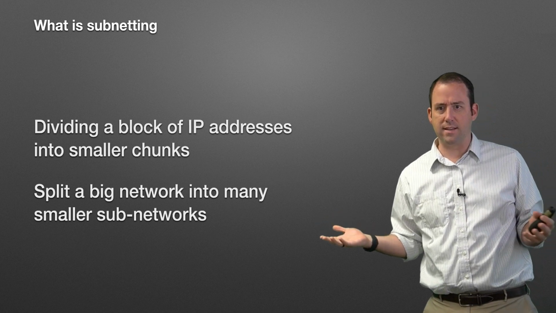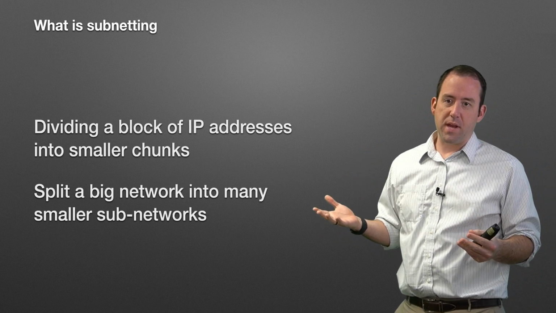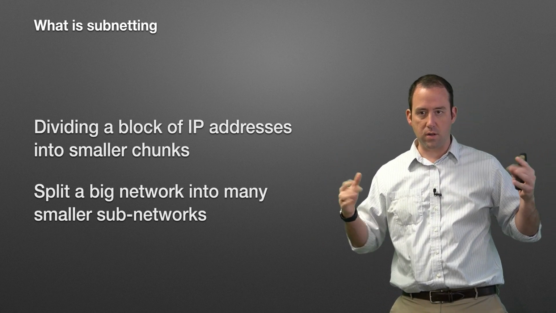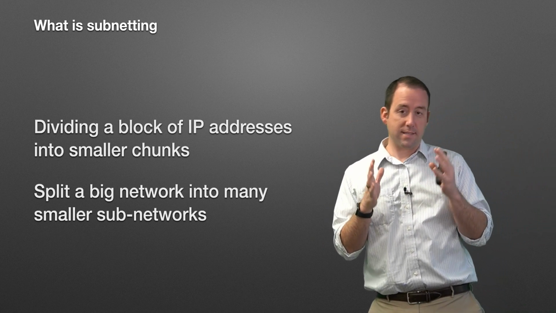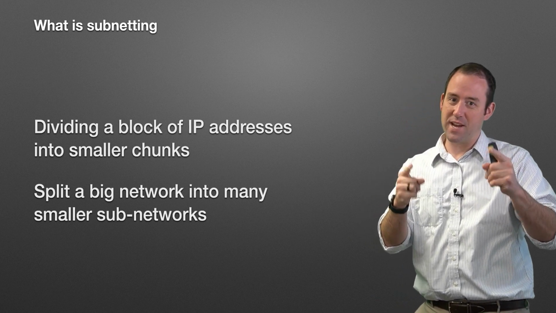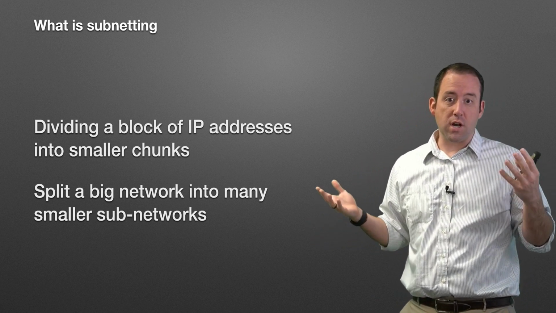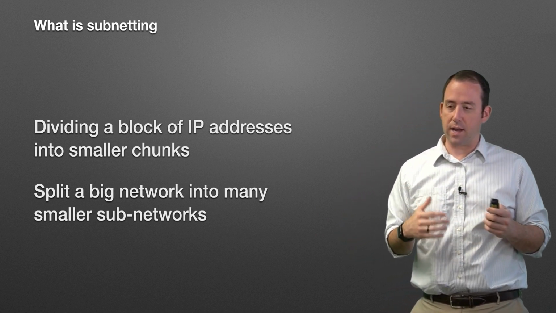So subnetting is dividing a block of IP addresses into smaller chunks. It's taking one big network that you control, dividing it into smaller sub-networks, get it? Subnets that you control, to create a bunch of different networks out of one big network. And why would you want to do it? Who cares? What's the big deal?